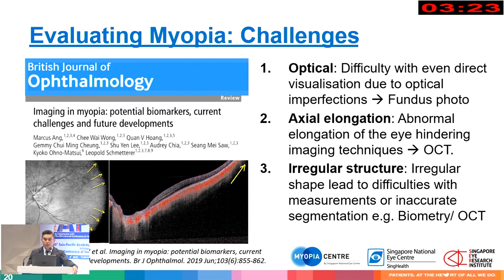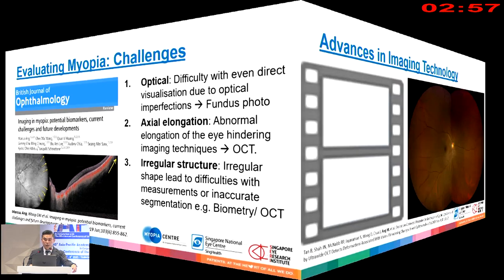to the fore. But the problem with performing AI for any kind of image-based deep learning is that myopic eyes are not regular eyes. Firstly, there are a lot of optical aberrations, so even a fundus photo can be difficult in a long eye with long axial length. OCTs can be challenging because you do need accurate segmentation and you do need to have large adjustments. And of course, in highly myopic eyes, there can be irregular structures.